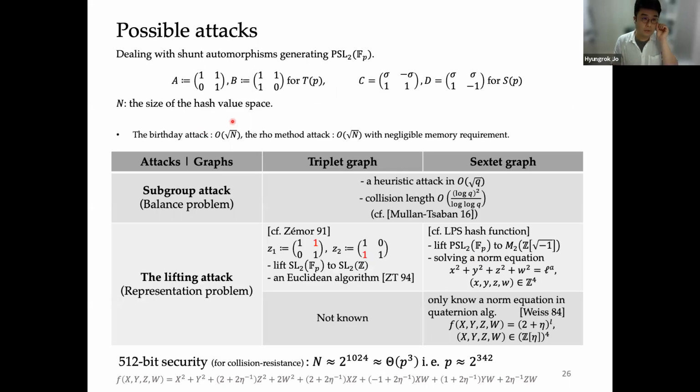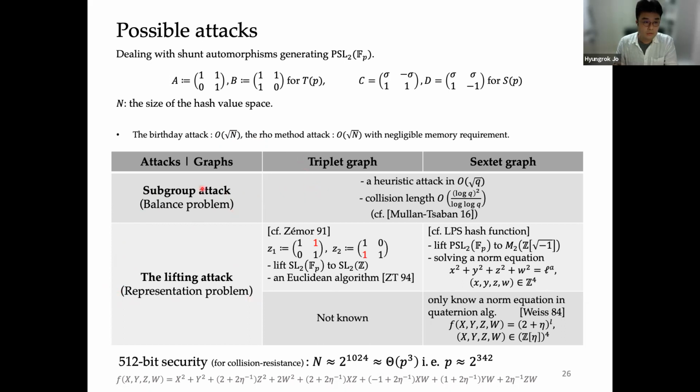So for possible attacks, we are dealing with the automorphisms A, B, C, D in each case, and N is the size of the hash value space. Generally, a birthday attack and a low message attack can be applied, which operate in scale root N. We also consider the subgroup attack, which is related to the balance problem in our case, and the lifting attack, which is related to the representation problem.